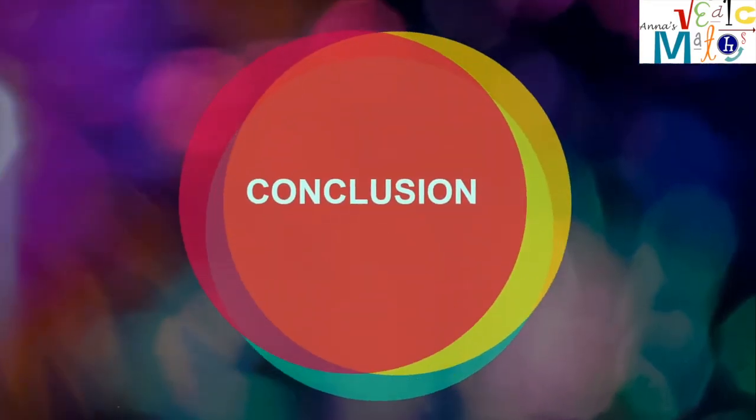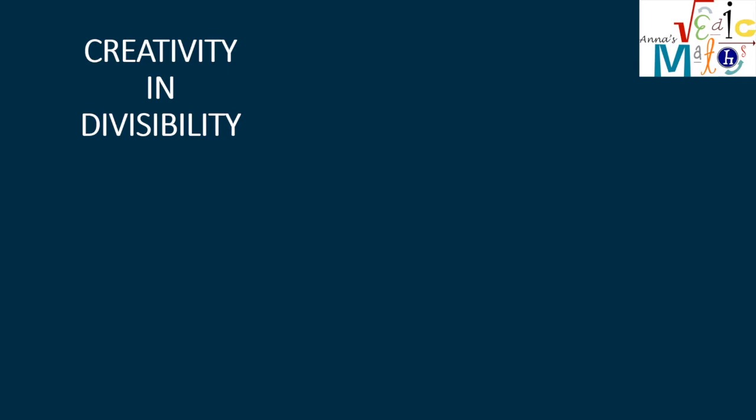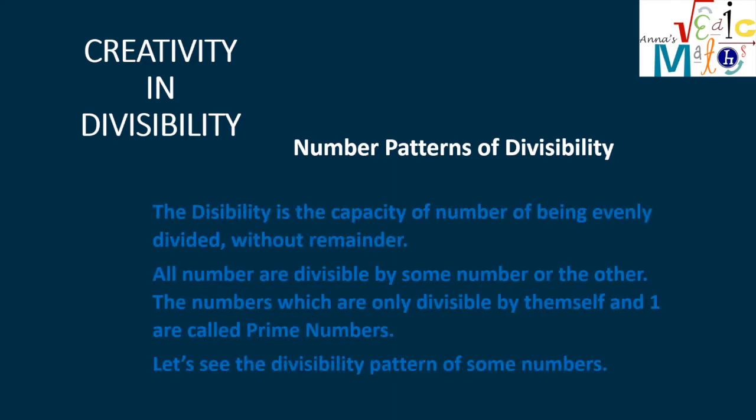Some considerations. Thanks to the visual pattern of divisibility, we can easily explain to young children or students the correspondence between numbers and divisibility through the pattern found. The definition of divisibility is the capacity of a number to be evenly divided without remainder. So, prime numbers are the numbers which are only divisible by themselves and 1.